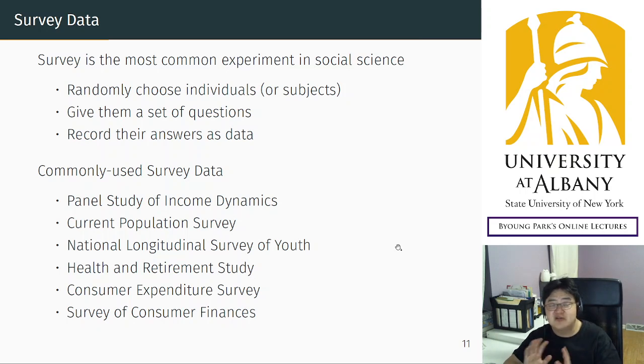If you are interested, if you want to do real data work, I would be happy to help you. Maybe not in this semester, but later in the future, I can be of help. So please let me know if you're interested. So this is one of the most common types of data in social sciences and how we understand the structure of this data: what is the experiment and what is the randomness?